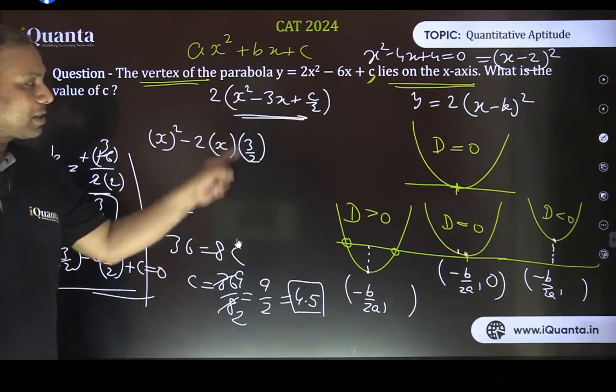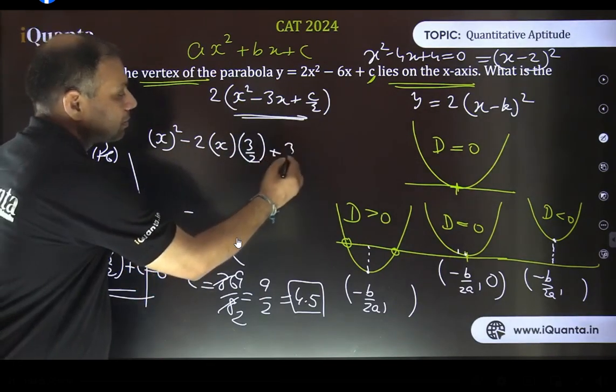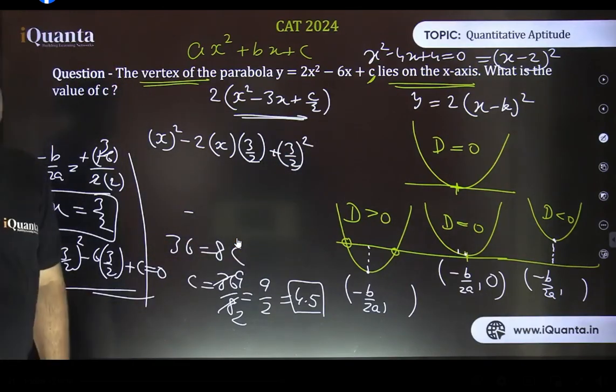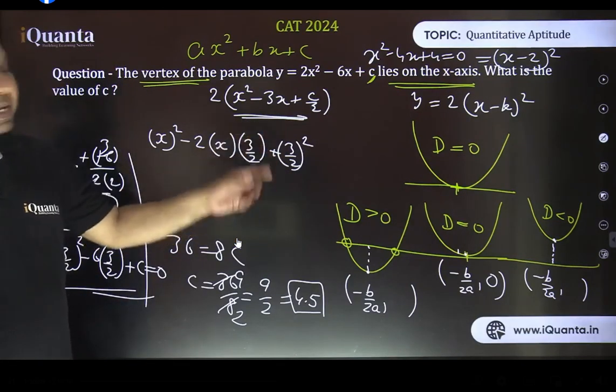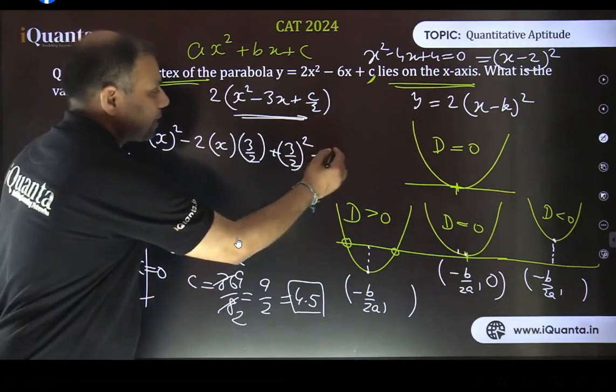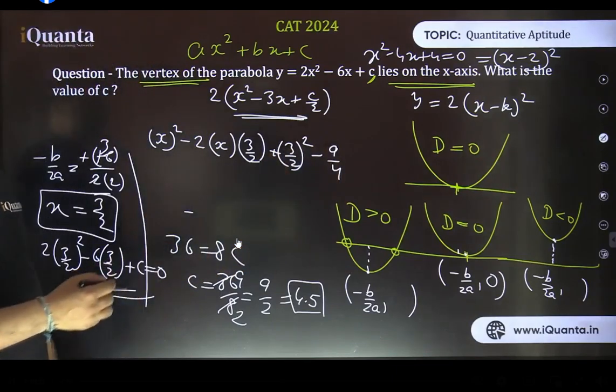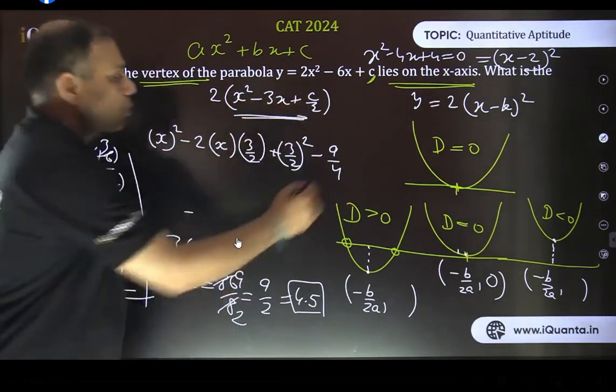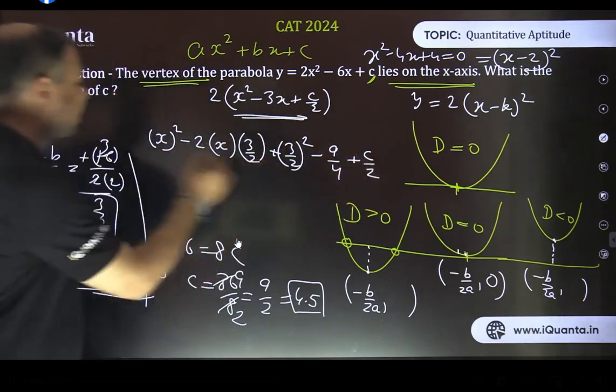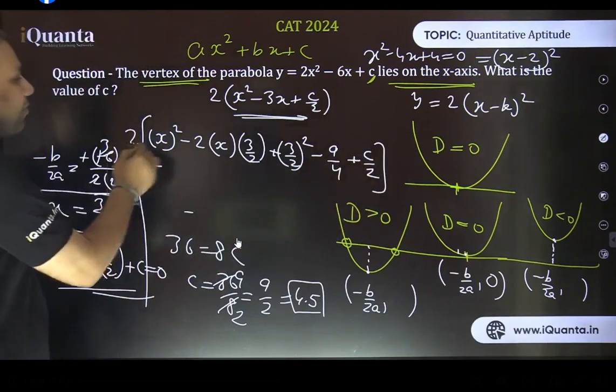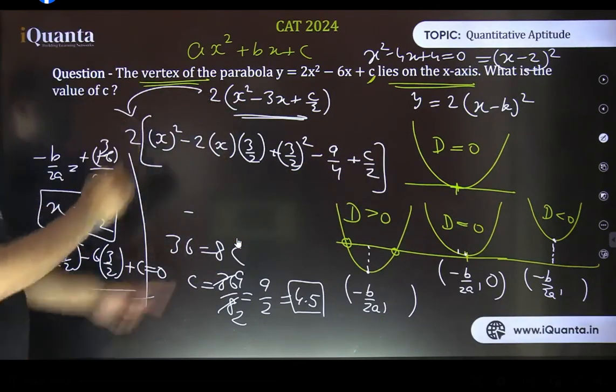Now because we have this b as 3 by 2, we must have 3 by 2 square as well. Only then it is going to be a complete square, right? So now as I've added 3 by 2 square or 9 by 4, I need to subtract it also, minus 9 by 4. And this is the expression x square minus 3x plus c by 2 that we are having. And this whole thing is multiplied with 2 as well, right? I have just rewritten this expression.